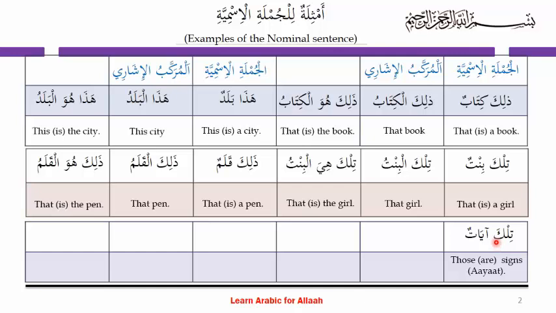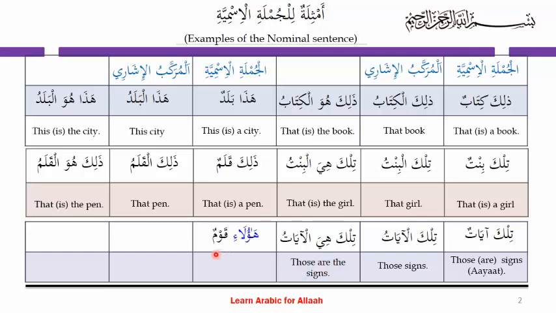Those are signs. Now, there's another issue I want you to pay attention to here: tilka is singular, but ayat is plural. Why is it singular? Because we said that if anything is ghayr aqil, it does not have intellect, then whatever is used to connect to it, be it a pronoun or an ism al-ishara, is singular and feminine. But it is still translated as those. So if I want to make it a muraqqab al-ishari, I say tilka al-ayatu, those signs. Tilka hiya al-ayatu. Notice, hiya is munasib because it is ghayr aqil. The ghayr aqil take the feminine singular. Those are the signs.